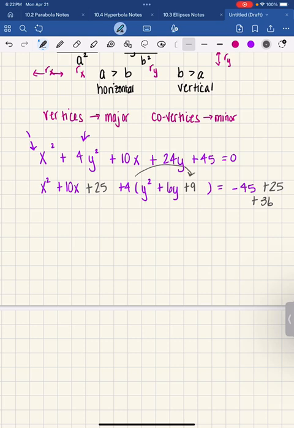And now we're going to factor, and that's going to give us the center. So this is going to be x plus 5 squared plus 4 times y plus 3 squared equals, let's see, I've got my handy dandy calculator here. Negative 45 plus 25 plus 36, 16. Okay. And now to put it in general form, I need to divide both sides by 16.